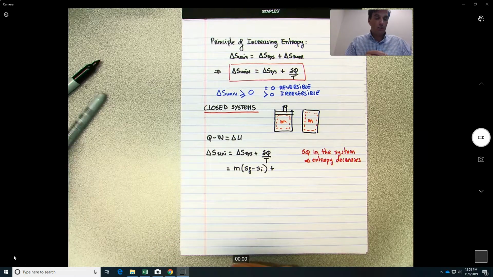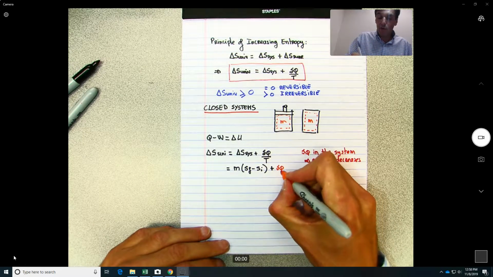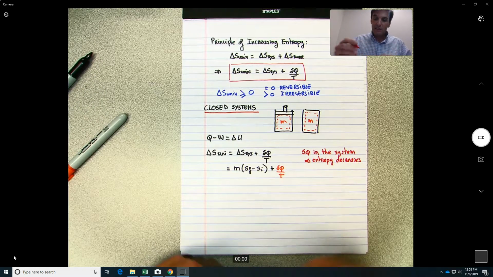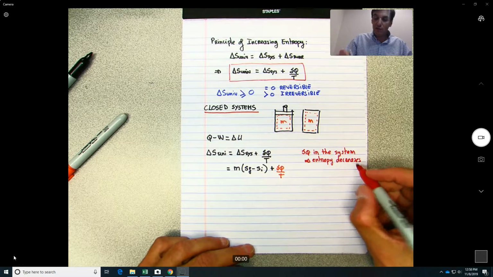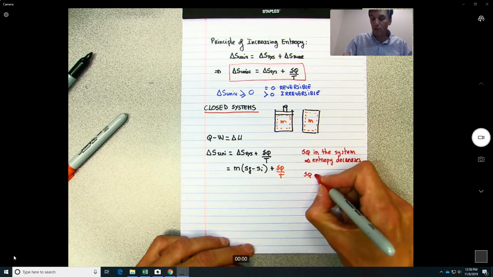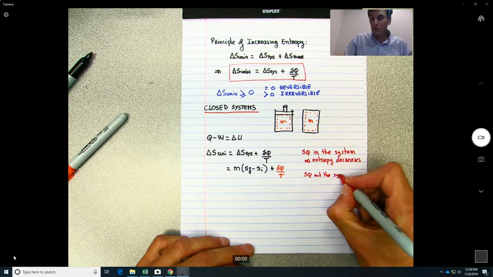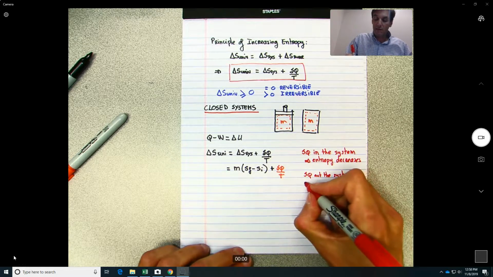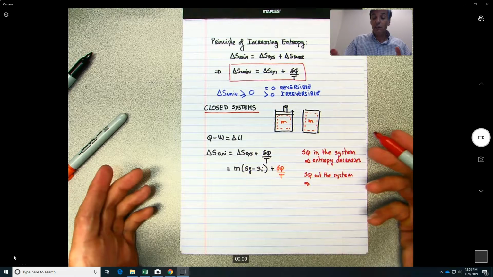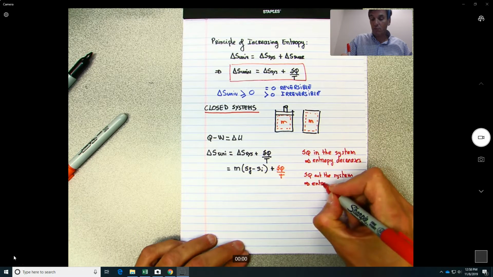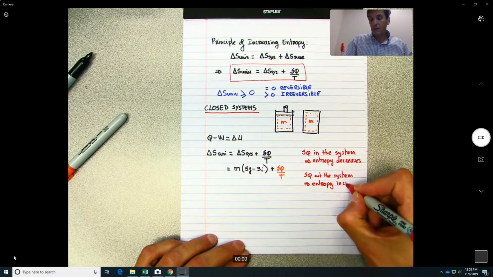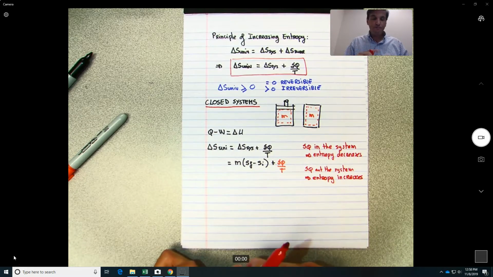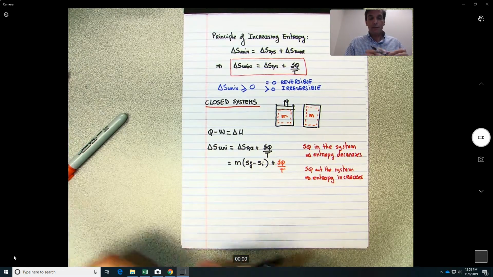So you will have here minus delta Q over T. If delta Q goes inside the system, entropy decreases. Now if delta Q is out of the system, what does that mean? That you are losing more energy, so entropy increases, and you cannot recover it. Okay, we'll do that with an example later on.